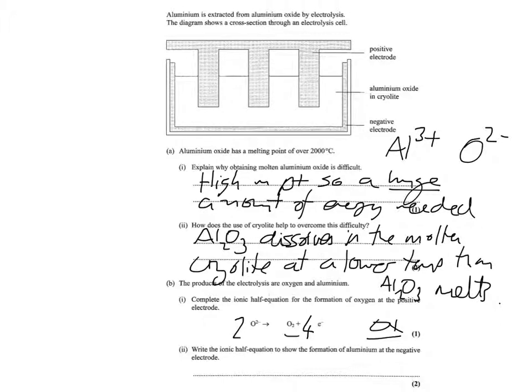And the aluminium ions will be attracted to the negative electrode, and when they get there you'll have Al3+, and each one of those will gain 3 electrons to form aluminium, and that is a reduction because the aluminium ions are gaining 3 electrons.